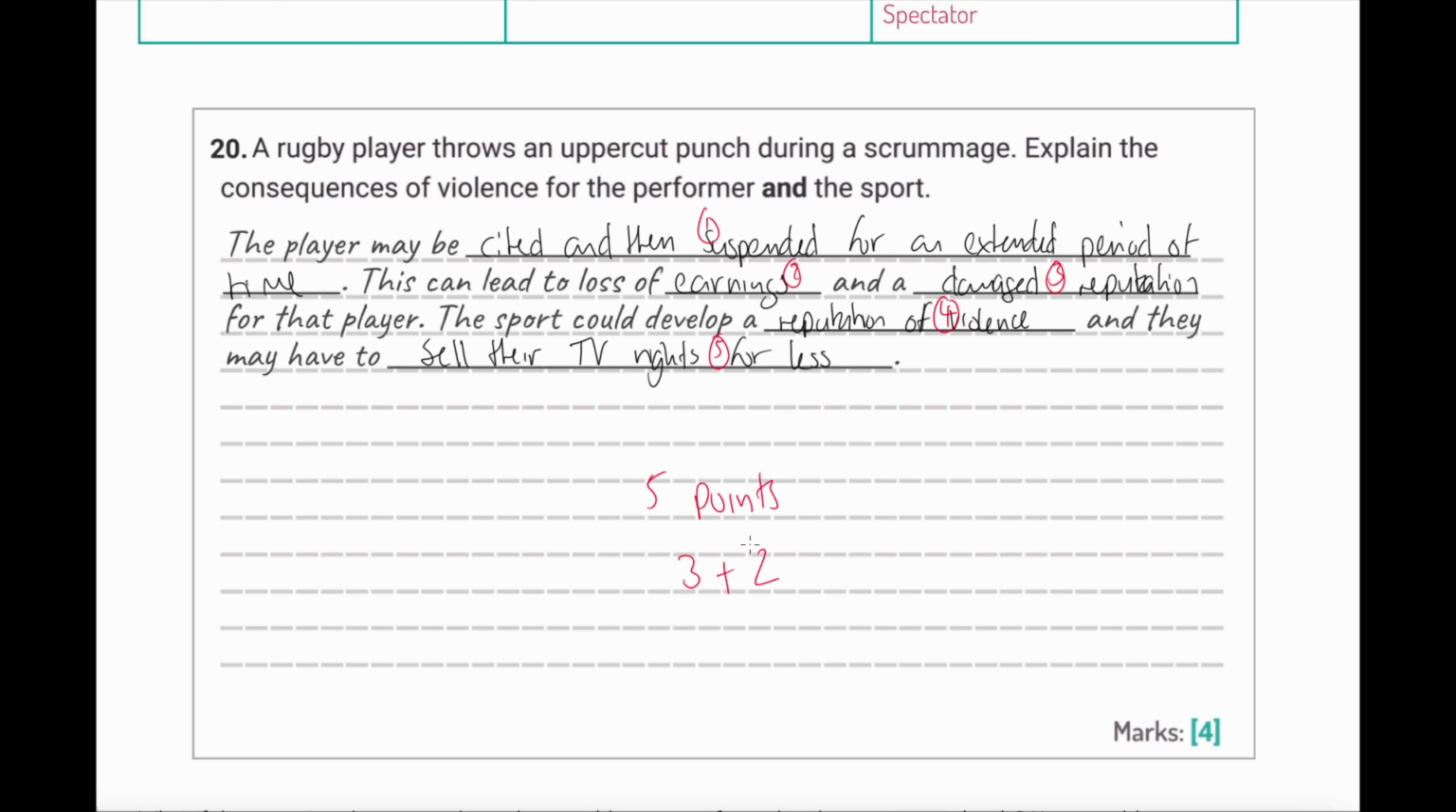Okay? Now, what you couldn't do with a question like this for 4 marks is get 4 marks for saying 4 plus 0. And what I mean by that is only talk about the performer, make 4 points here and no points for the sport. We must get a sort of an even balance to some degree. Now, obviously, it could be 2 and 2. I've gone for 3 and 2 here to go over the top and to give 1 extra in case I don't get that one.